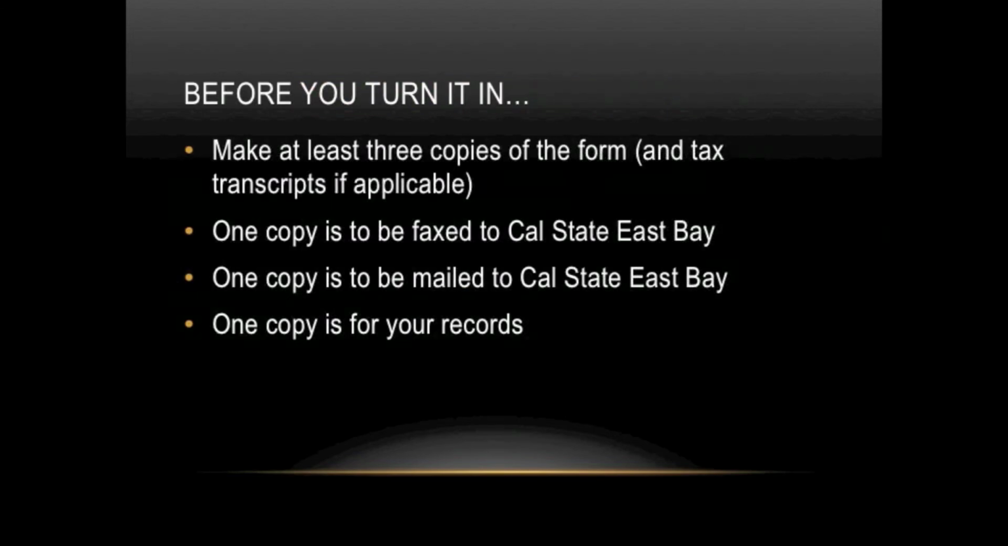Now that the form is complete, you want to make sure to do a few things before you turn it in. First, you should make at least 3 copies of this form and the tax transcripts if you needed to provide them. 1 copy is to be faxed to the Cal State East Bay Financial Aid Office. 1 copy is to be mailed to the Financial Aid Office, and 1 copy is for you to keep for your records. Mailing and faxing these forms will provide 2 methods of delivery so you can ensure your forms are received, and keeping a copy for yourself is beneficial for you just in case you have to resend the forms.